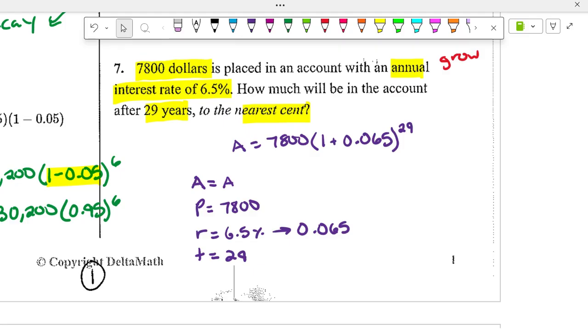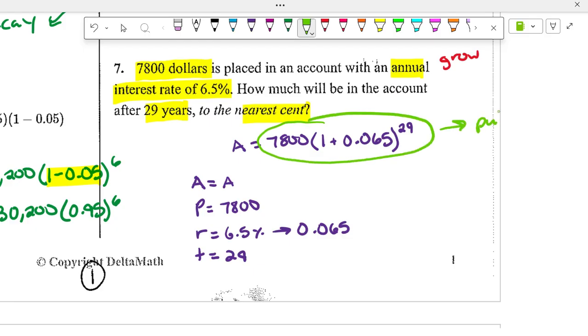Now, if you divide that by 100, be careful because it's actually 0.065, not 0.65. 0.65 is 65%. If you forget that, just take the extra second, do 6.5 divided by 100 in your calculator. It'll tell you exactly what it is. And the time they want past is 29. They want us to find how much money is in there after 29 years to the nearest cent. So it's very, very easy. All you do is take all of this, put it in your calculator, and it should give you a number.